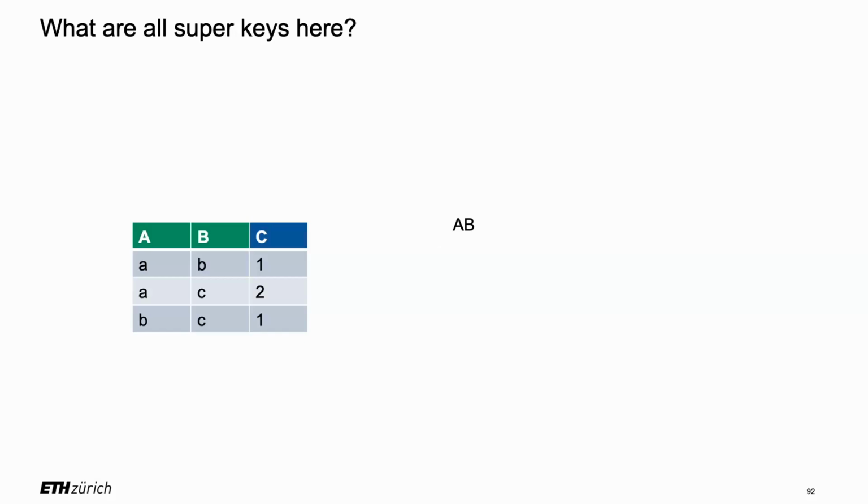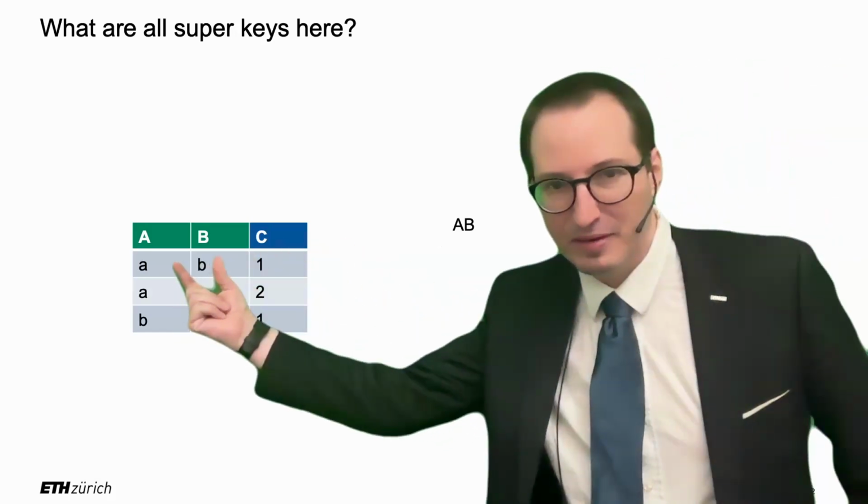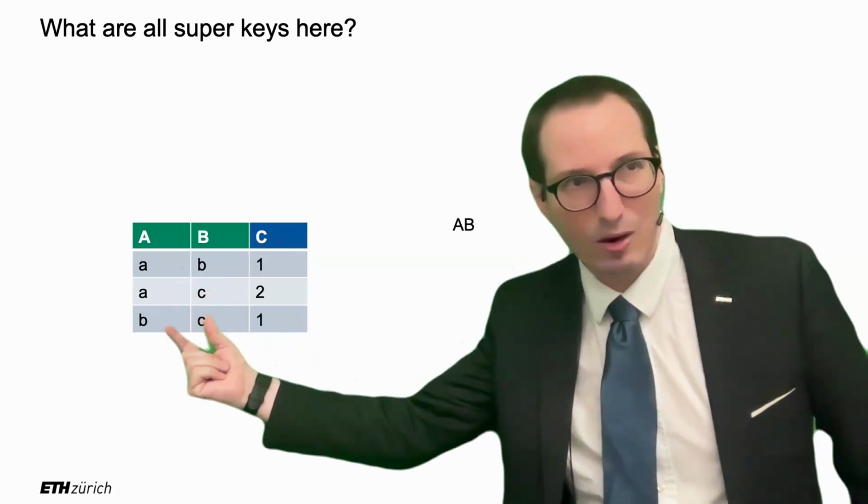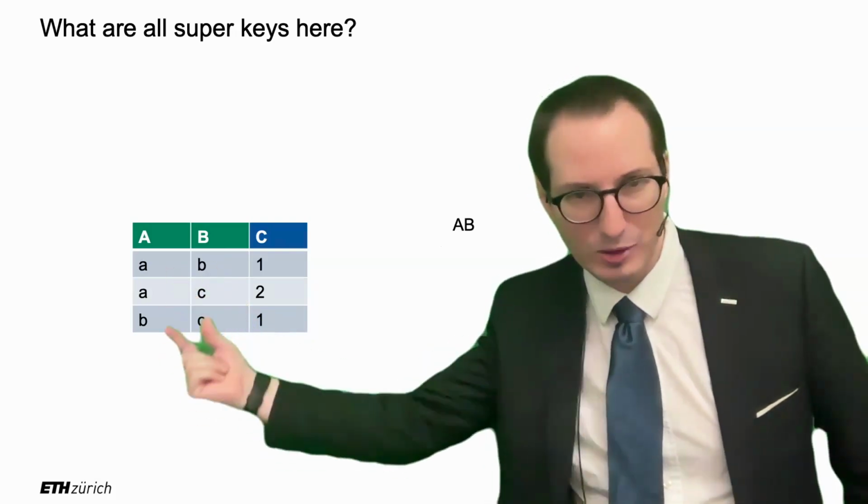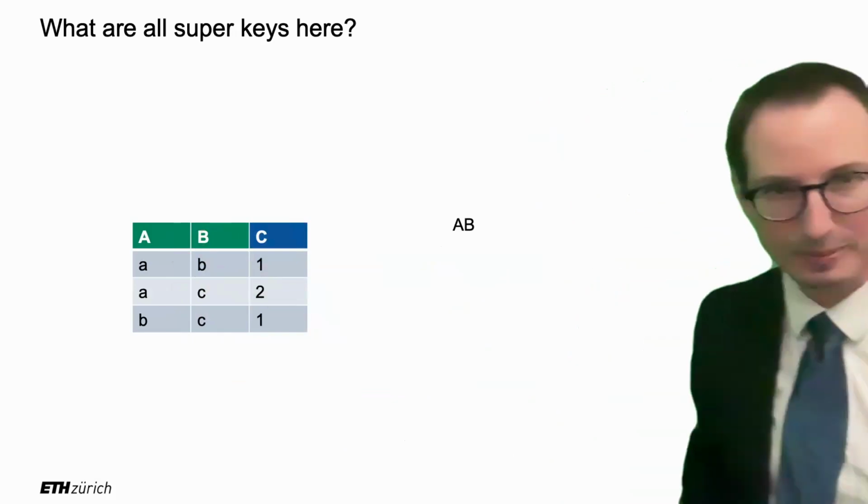How do I know? Because AB functionally determines C, right? It functionally determines everything. It just suffices to look at what there is in there, AB, AC, BC, the contents. So let me show. This, and this are all different. So that's how I know it's a super key. So these two are a super key.